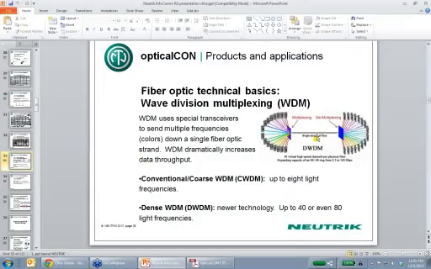There are 2 different wave division multiplexing types. One is called conventional or coarse WDM, CWDM, which is up to 8 light frequencies. Another one is called dense WDM, DWDM, which is a newer technology that multiplexes up to 40 or even up to 80 light frequencies. Now, once we start talking about this much light, we're generally outside of the AV spectrum. I mean, we're talking about people that are doing massive things, like Google, sending lots and lots of data at very high speeds. We typically don't have that need, but never say never.